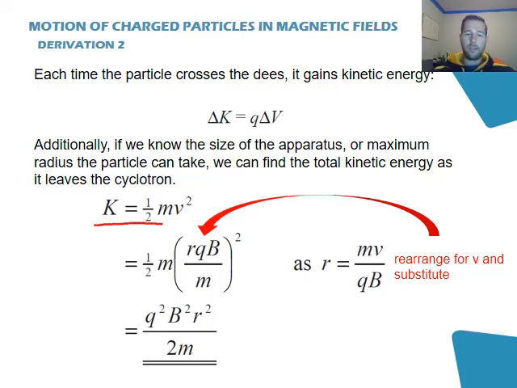We can use our equation K equals half mv squared, and we can replace this v. When we look at our radius equation for the moving particle, we can rearrange it for v, and this is what we get inside the brackets. We can then derive our formula for the kinetic energy when the particle leaves the cyclotron, which is given here.